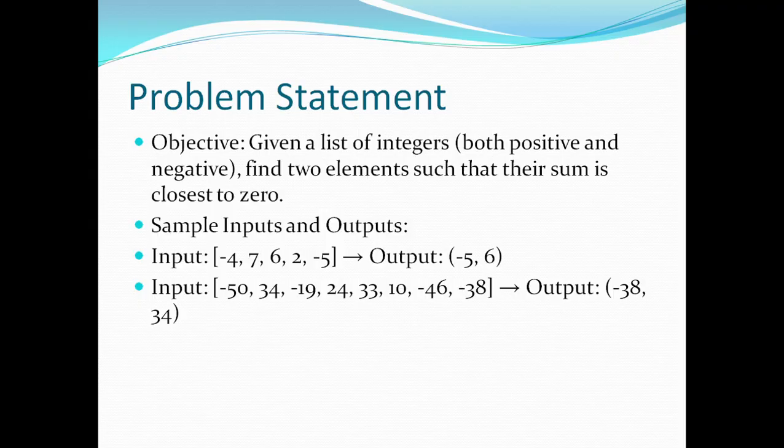Problem statement. The task is simple but interesting. You're given a list of integers, both positive and negative. Your goal is to find two elements whose sum is closest to zero. Let us consider an example with the input list -4, 7, 6, 2, -5. The expected output is -5, 6, because the sum is 1, which is closest to 0.